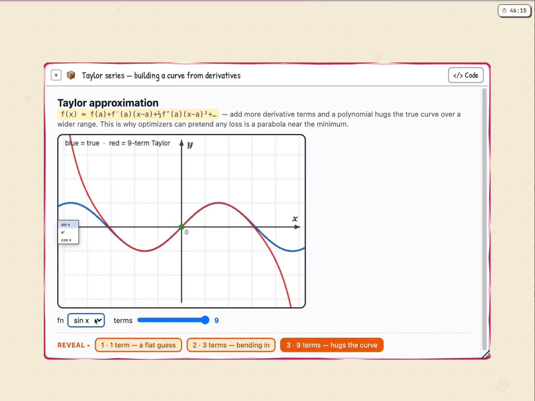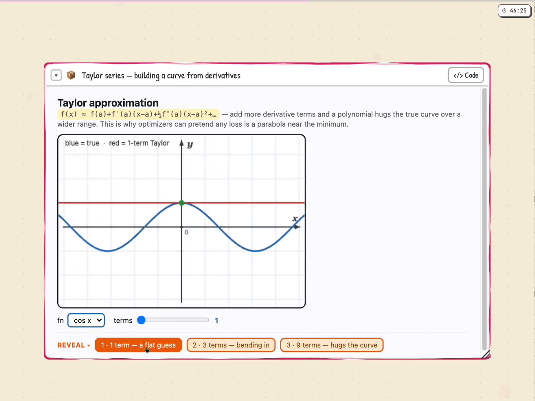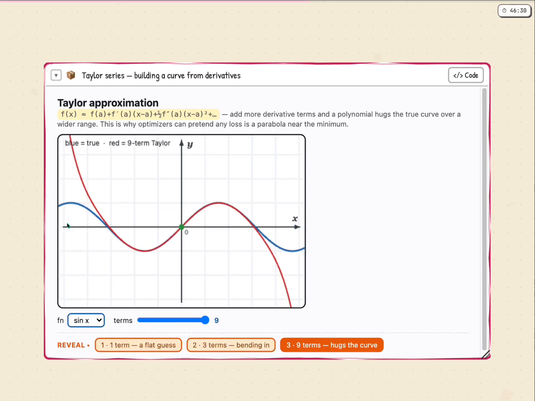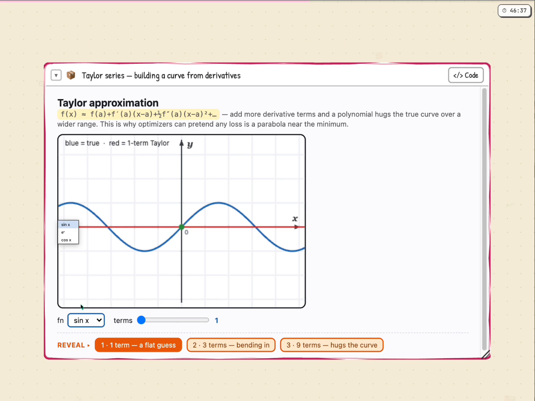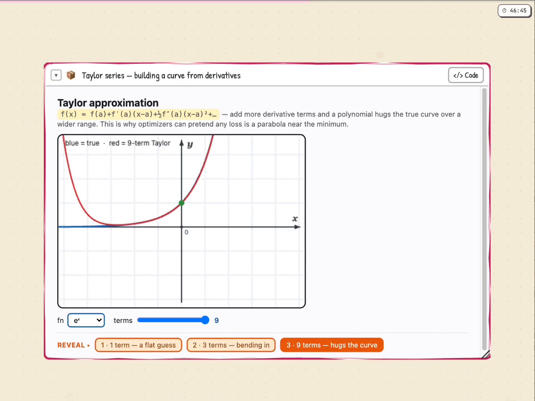Watch as I add more terms. Each new derivative term makes a polynomial that clings to the true curve over a wider and wider range. Why does an ML engineer care? Because near a minimum, near the bottom of the error valley, the Taylor series tells us that any loss function looks like a simple parabola, and parabolas are easy to optimize. That single approximation, near the bottom, everything is a bowl, is the secret assumption behind many of the fastest optimization methods. It lets the optimizer pretend a horribly complicated loss is something simple, just where it counts.